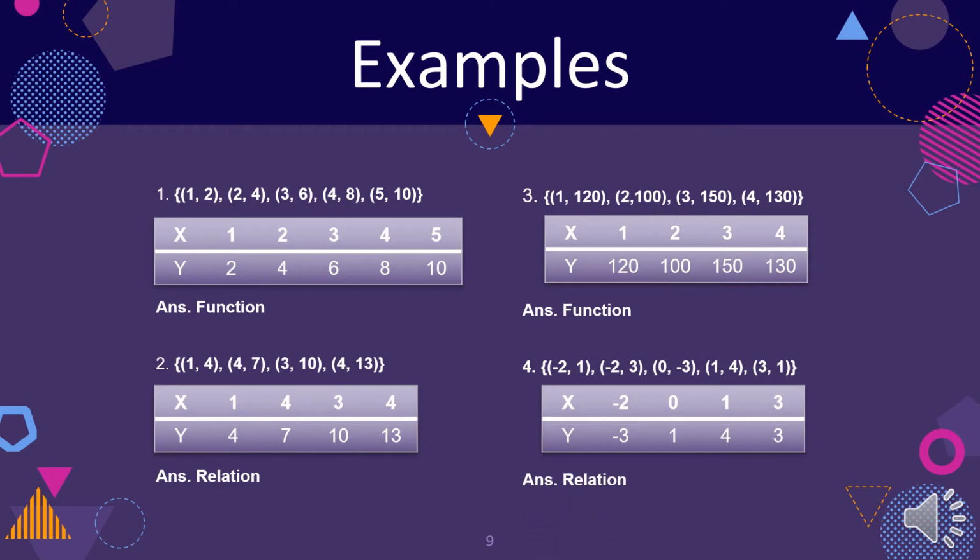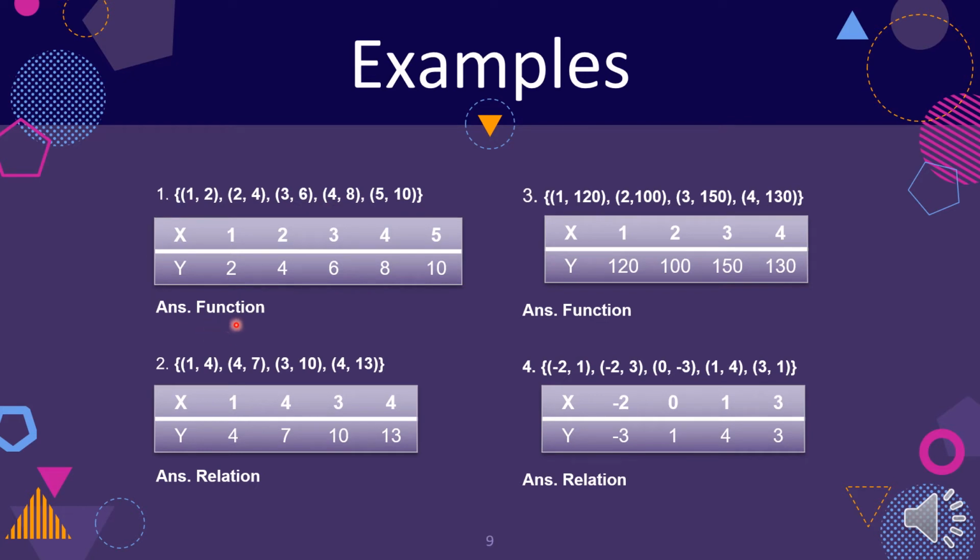So here are examples of table of values. First example, 1 and 2, 2 and 4, 3 and 6, 4 and 8, 5 and 10. So in here, we will just substitute the domain in the x. As you can see, there are no repeated domains, so it's a function.